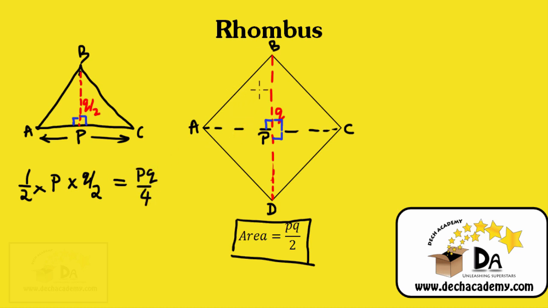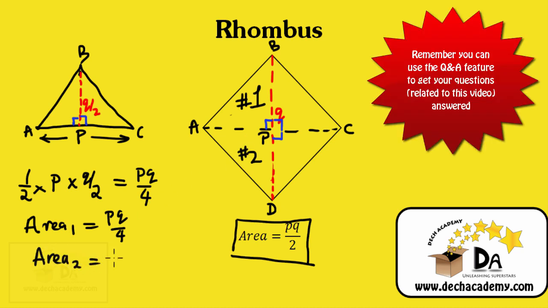Now remember, I just focused on this top triangle, but this triangle is the same as this triangle in terms of their areas. This diagonal with the length of P splits the rhombus into 2 equal triangles. We focus on the top one, but the area of the bottom triangle is also PQ over 4. So I'm just going to say that the area of the first triangle, area 1, is equal to PQ over 4, where this first triangle is 1 and this triangle is 2. The area of triangle 2 is also PQ over 4.